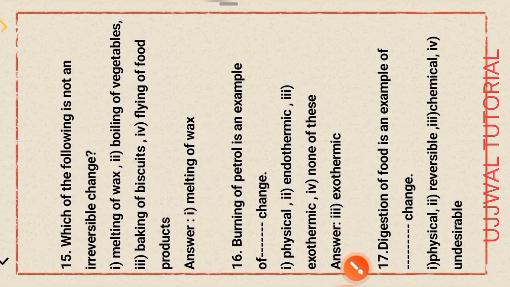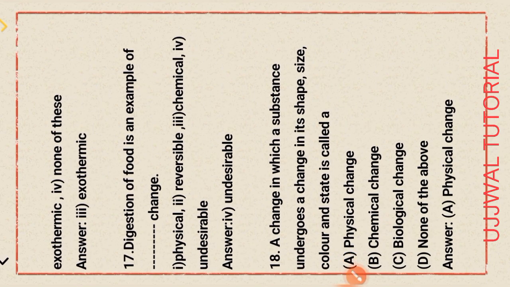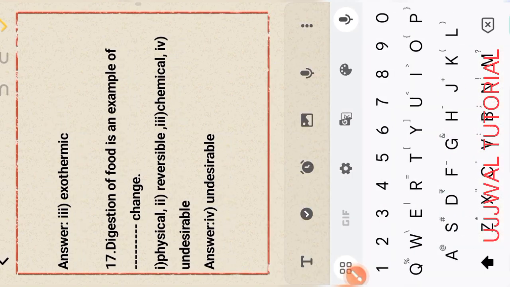Okay. Next question number 17. Digestion of food is an example of dash change, undesirable change. Also, it is the chemical change. Okay. Next question.